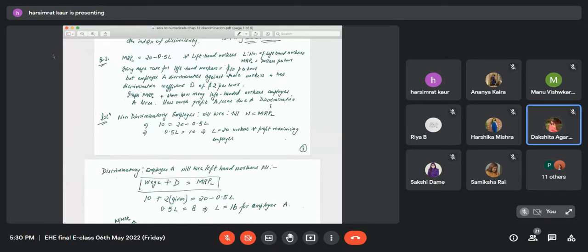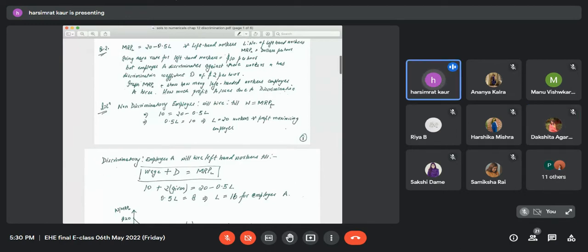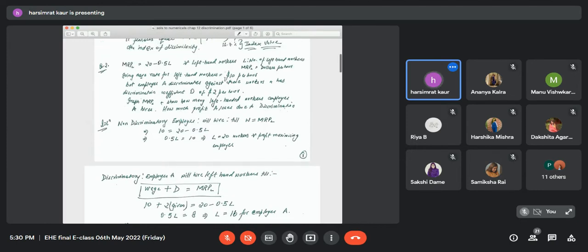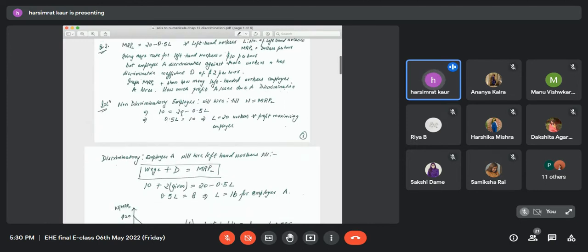Yes, ma'am. Okay. So first we are talking about a non-discriminating employer, simply a profit maximizer, who would employ up till the point where wage becomes equal to MRPL. The wage is already given to us, 10 per hour, equal to the MRPL curve, 20 minus 0.5L. So we solve for L and find that he should be hiring 20 workers.